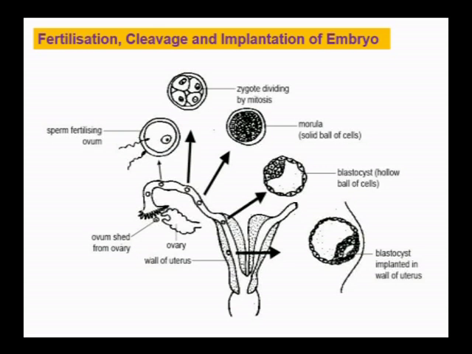Coming to the next aspect called fertilization and embryonic development. The process of fusion of male and female gametes is called fertilization, and the product of fertilization is called zygote.